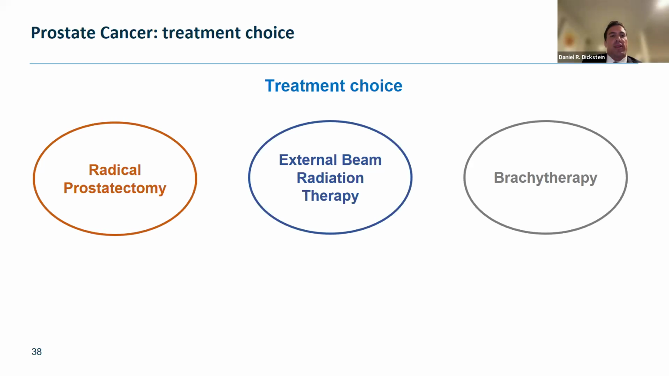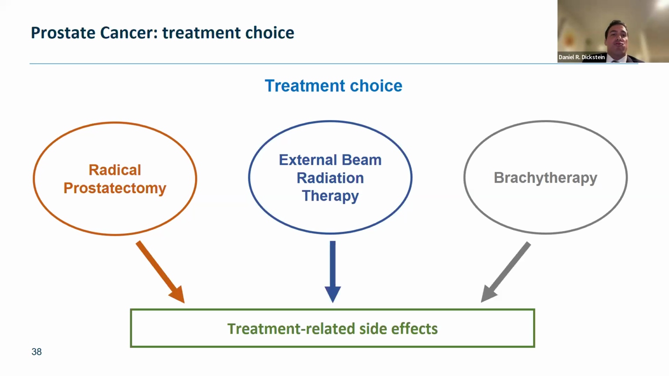And they can choose between surgery or radical prostatectomy, or 2 different types of radiation, which include external beams, so those big beams, or brachytherapy, which are those seeds or needles that are inserted into the prostate to kill the cancer. And so with the treatment choice, all of these treatments have treatment-related side effects. And the treatment-related side effects really differ.